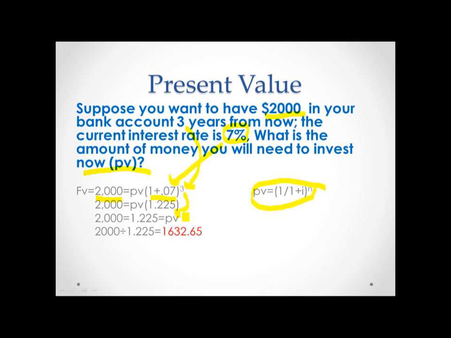And then what we do is basic arithmetic, or algebra, you want to solve for PV. So when you divide this out, this is the number that you would need to put up front now, in hand now, to have $2,000 3 years from now.